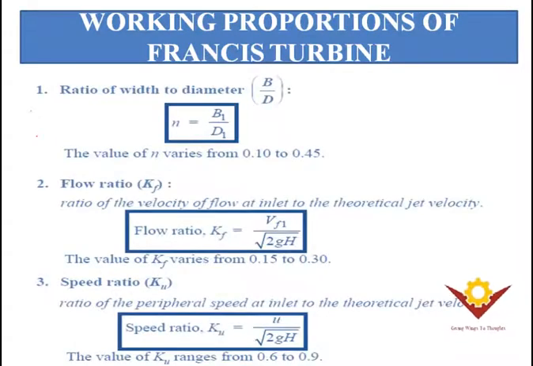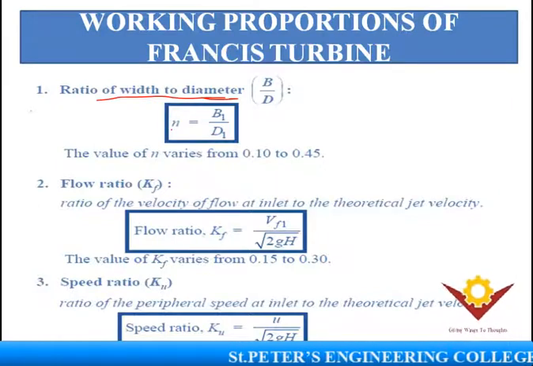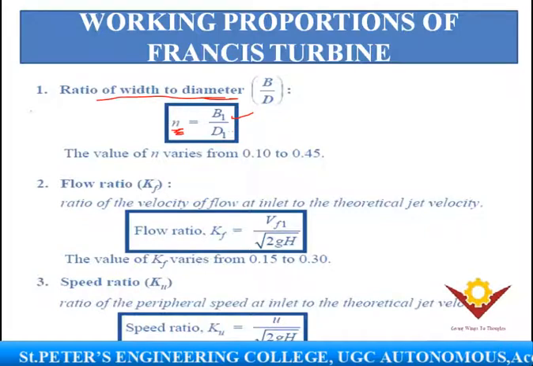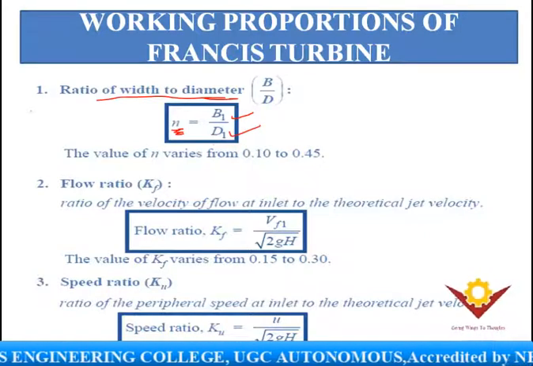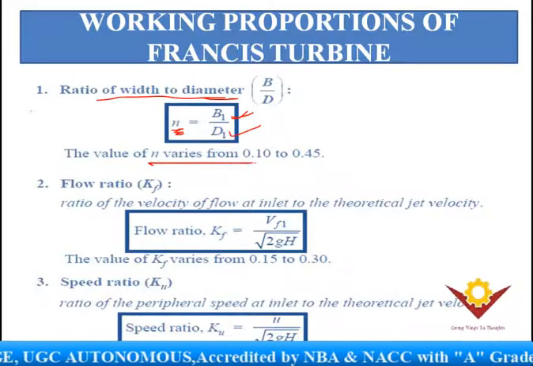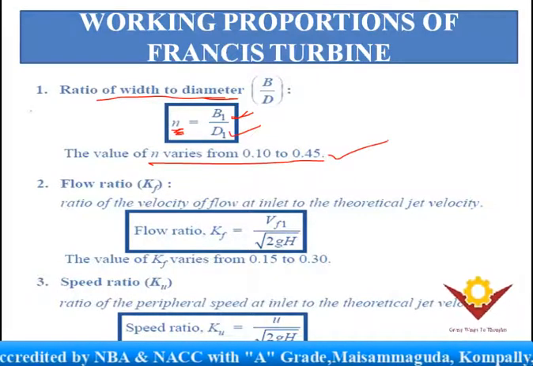Now we will see a few formulas of the Francis turbine, which are very useful to solve your problems. This is the ratio of width to diameter of the turbine, and it is designated as n. This is the width, and this is the diameter of the wheel. The value of n should vary from 0.10 to 0.45. This is the standard for Francis turbines.